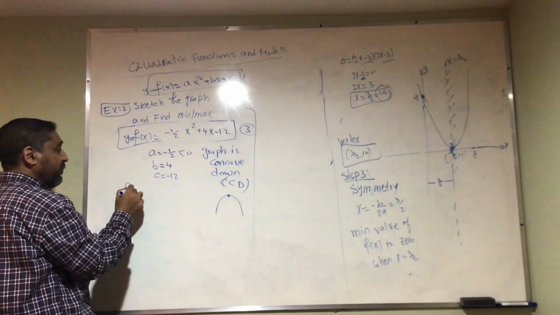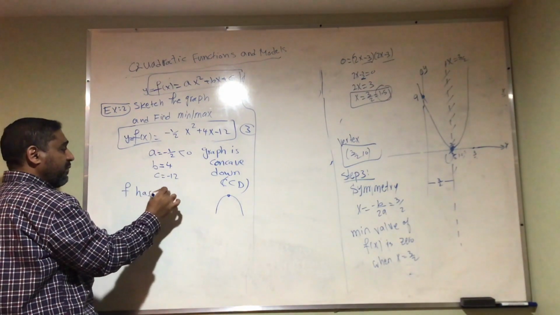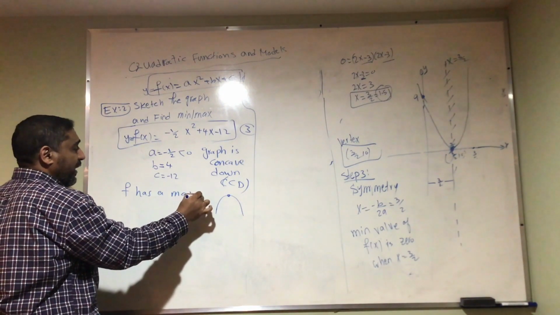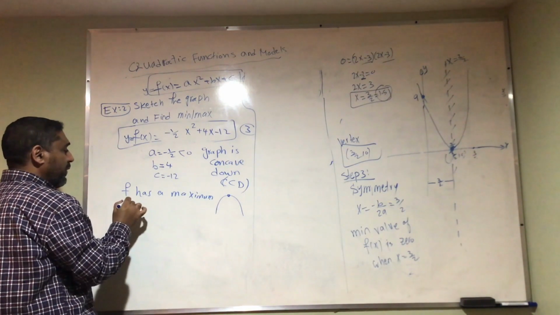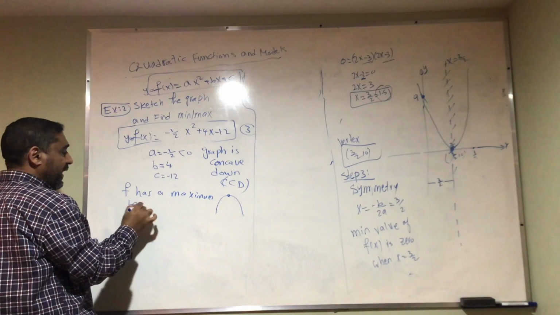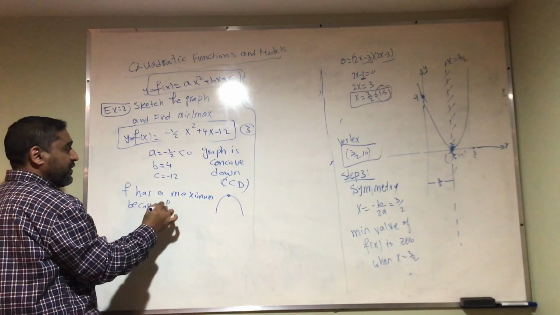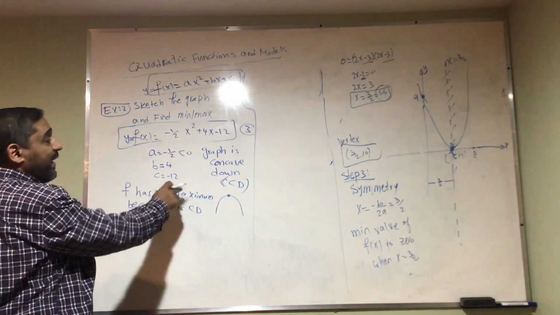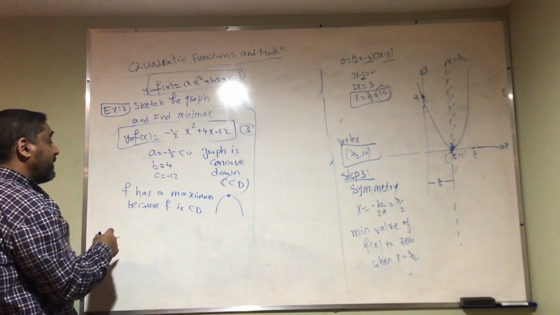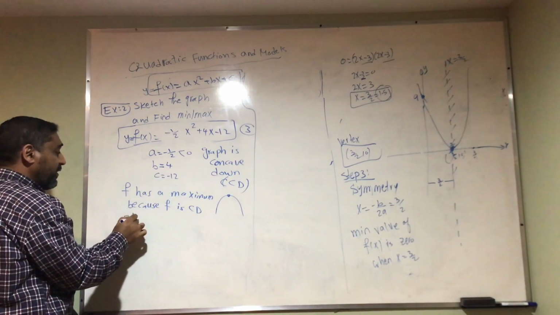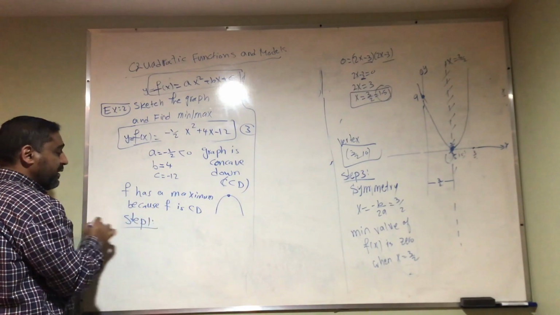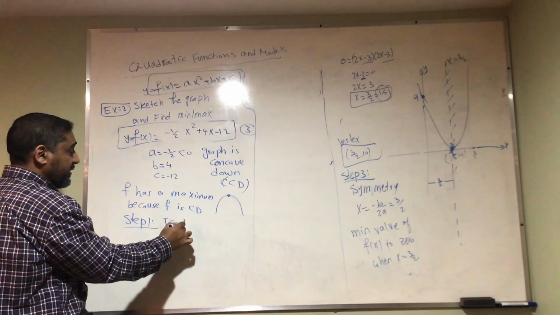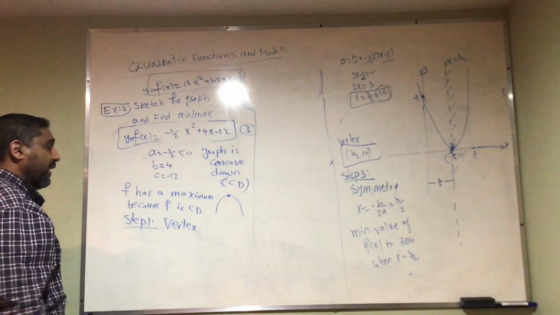So if it has maximum, I need to get the value here. You have maximum value here because the graph is concave down. And our goal is to find this maximum. So now I need to sketch the graph and find the maximum. Step number 1, I need to go ahead and find the vertex.